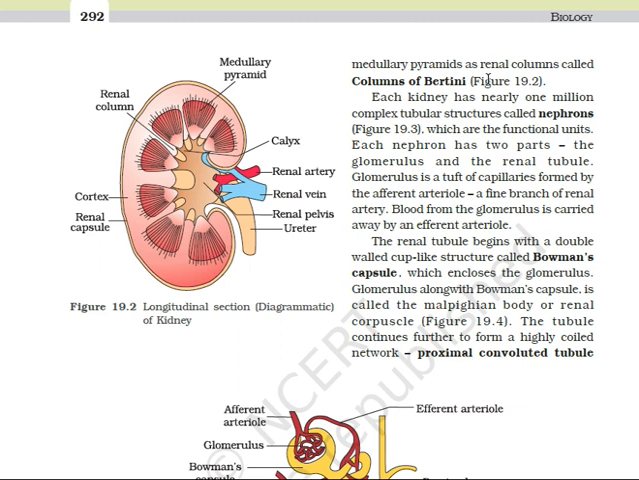The trigone is a small triangular area in the wall of the urinary bladder. It has three openings: two openings of the ureters at the upper ends of the trigone, and one opening at the lowermost end of the trigone, from which the urethra emerges out.